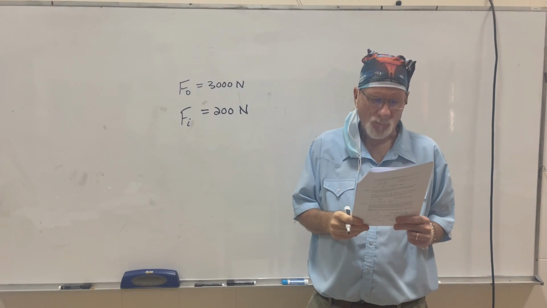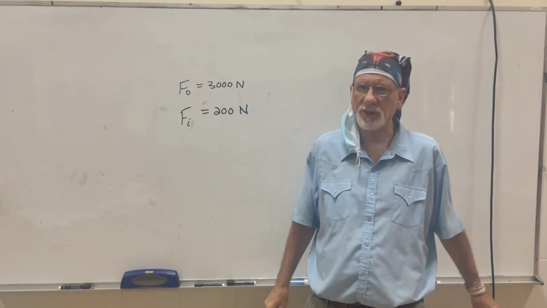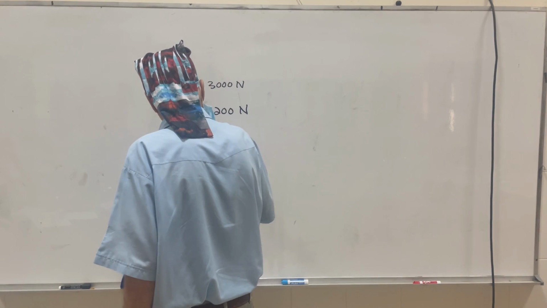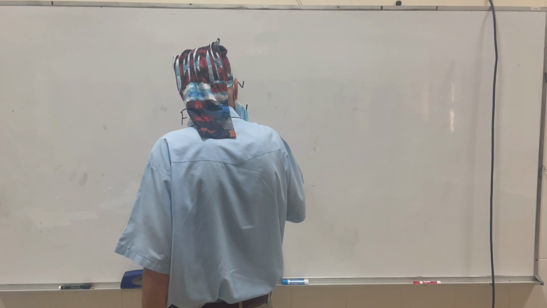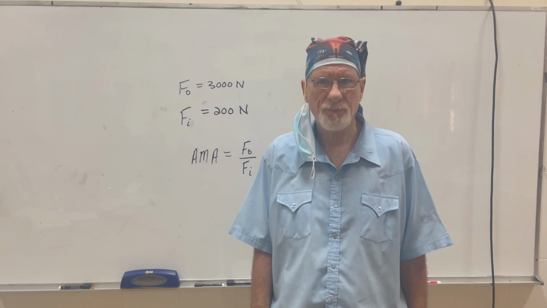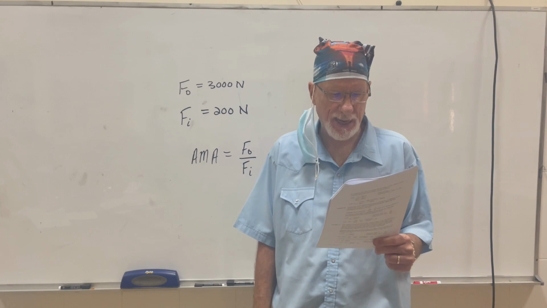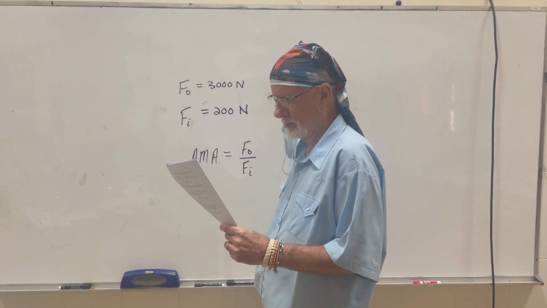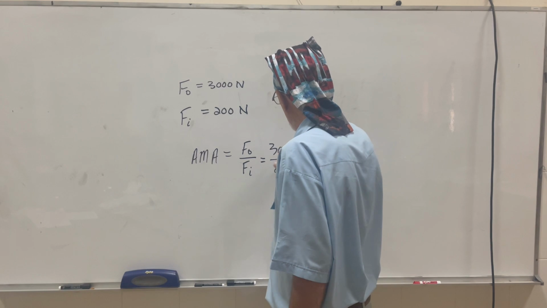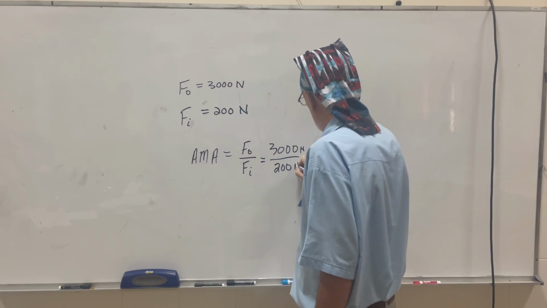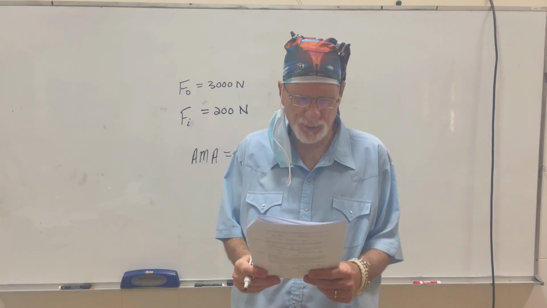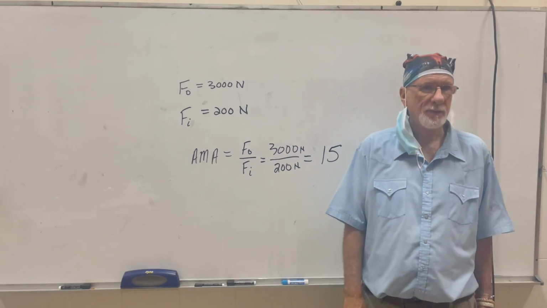Okay? What is the actual mechanical advantage of the pulley system? We know that actual mechanical advantage equals FO over FI, correct? Yes or no? So what is the actual mechanical advantage? It would be 3,000 divided by 200 equals, these cancel, and I'm left with 15. So my mechanical advantage for example 8 is 15. Yes or no? You okay?